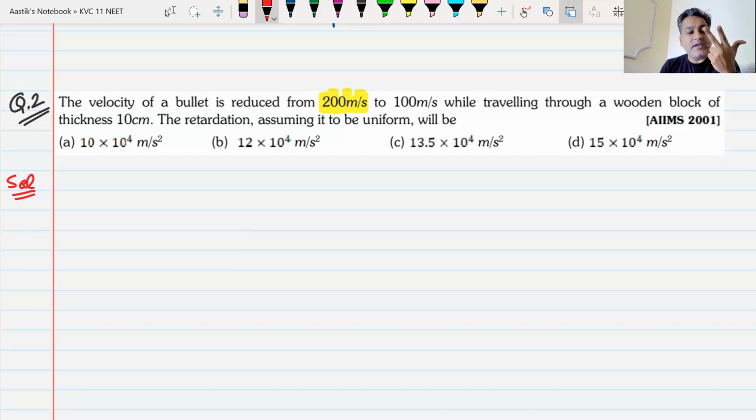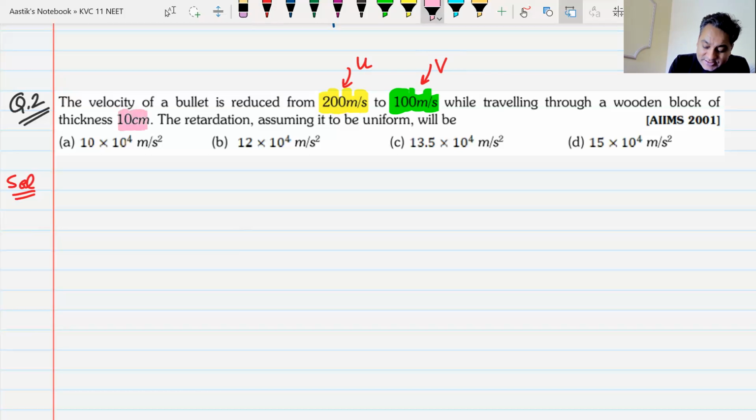U, V, A, T, and displacement. These are the five things. What is this 200 meter per second, bacha? Yes, beta? This is the initial velocity. Yes or no? Well done. Then what is this 100 meter per second? This is the final velocity. Yes or no?